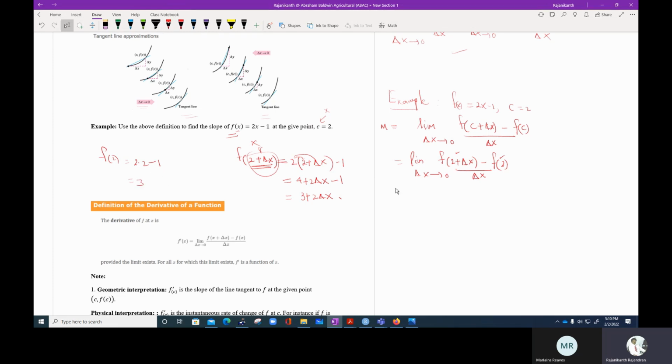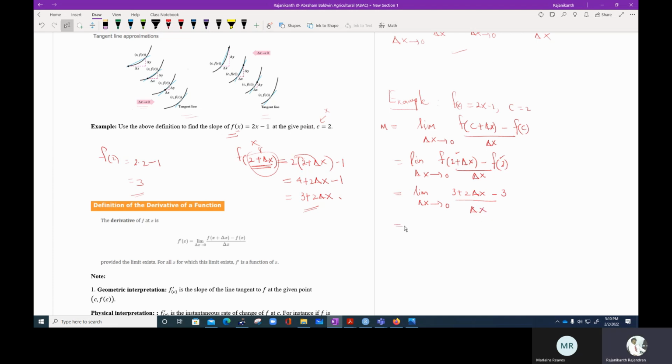So simply plugging those values here, I'm going to rewrite this. Limit as delta x goes to 0 of f of 2 plus delta x, just now we got the answer, which is 3 plus 2 times delta x. Then subtract f of 2, which is nothing but 3. This all over delta x.